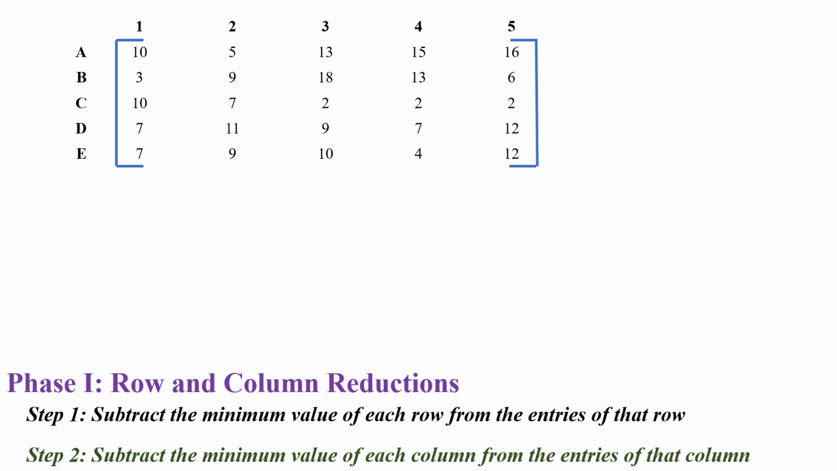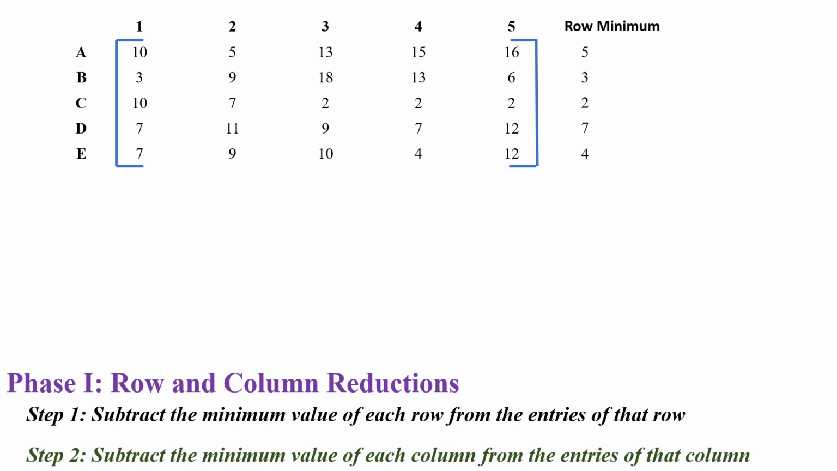First find the minimum value in each row. For the first row, minimum value is 5. Similarly, for the second row, minimum value is 3. For the third row, minimum value is 2. For the fourth row, minimum value is 7. And fifth row, minimum value is 4. Then subtract this minimum value from each row.